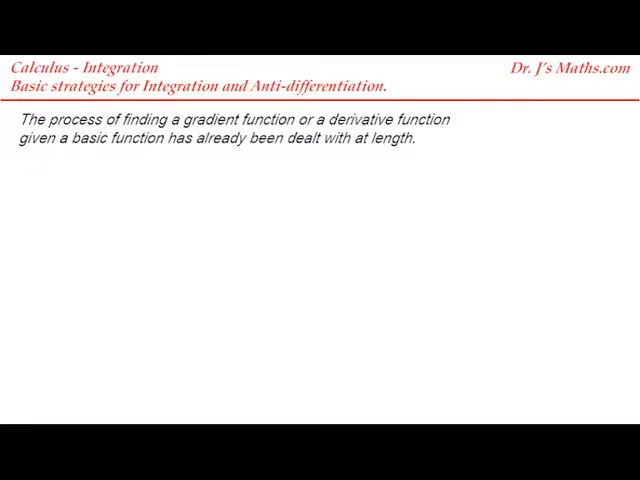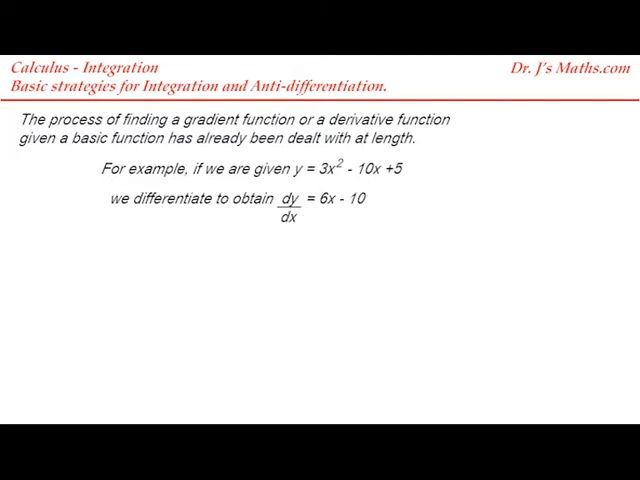The process of finding a gradient function, sometimes called a derivative function, given a basic function, has already been dealt with at length. For example, if we are given y equals 3x squared minus 10x plus 5, we can differentiate to obtain dy/dx equals 6x minus 10. Remember, the 5 disappears because it's a location constant. It does not affect the gradient.